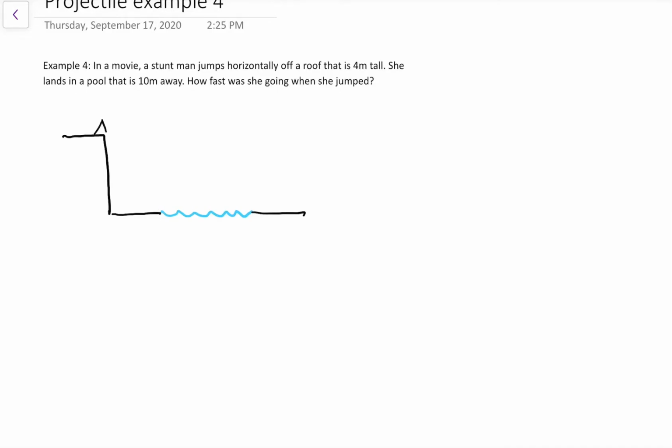So person starts off up here, jumps off horizontally, that's kind of important. The building is 4 meters tall. Follow a nice parabola, land in the water. Says they land 10 meters away. The question mark is, how fast did they jump at?